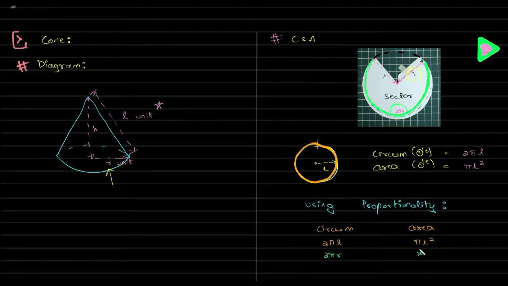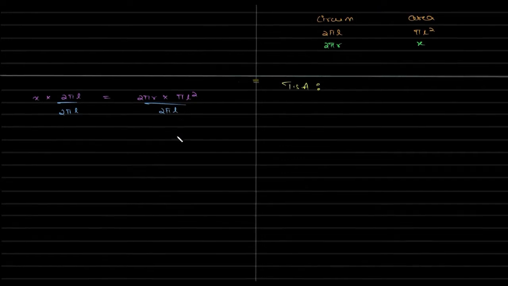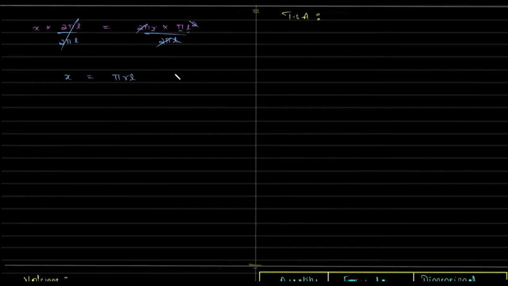So what is the area? That's what we have to figure out. We'll take it as x. Now we will cross multiply things. So x into 2 pi l will be equal to 2 pi r into pi l square. Since we want x, we'll divide with 2 pi l both the sides. So we are left with x being equal to, 2 pi gets cancelled, l and l square get cancelled, and we are left with r, pi and l. Pi r l. So this is how you derive the formula.